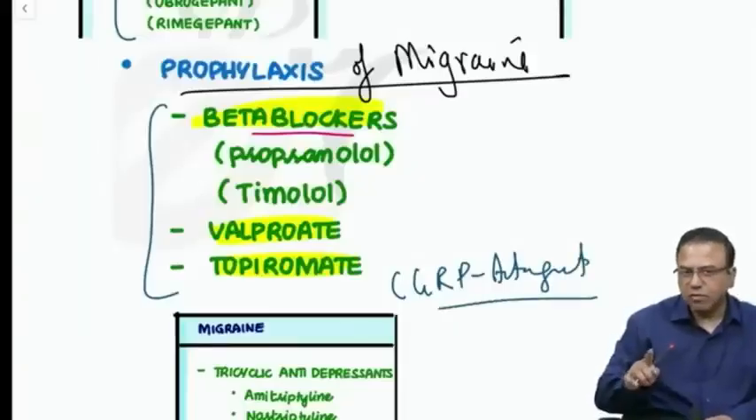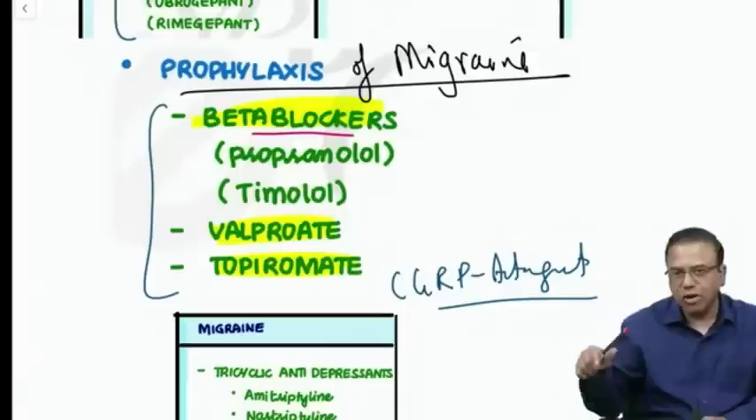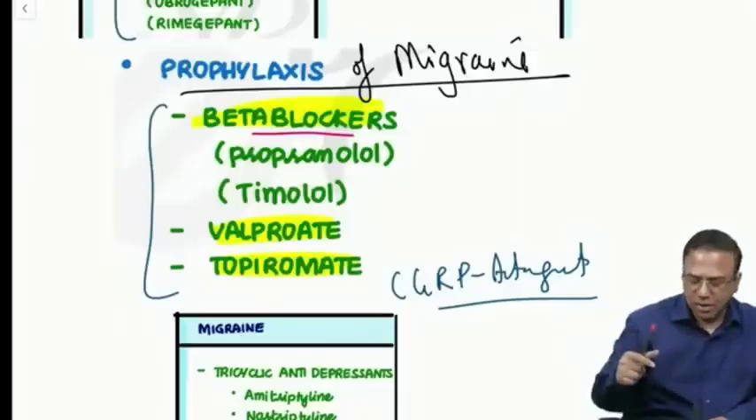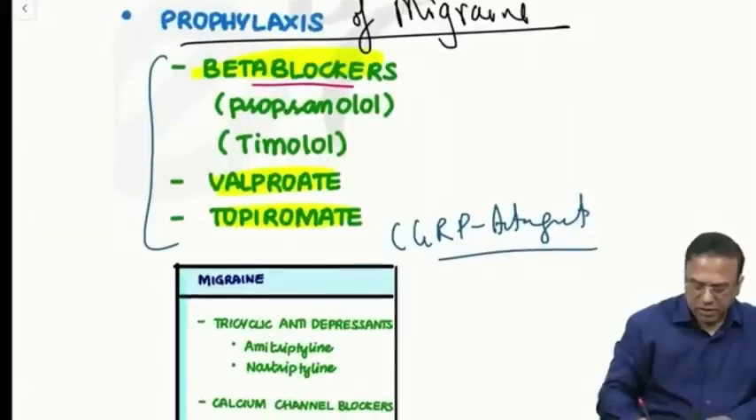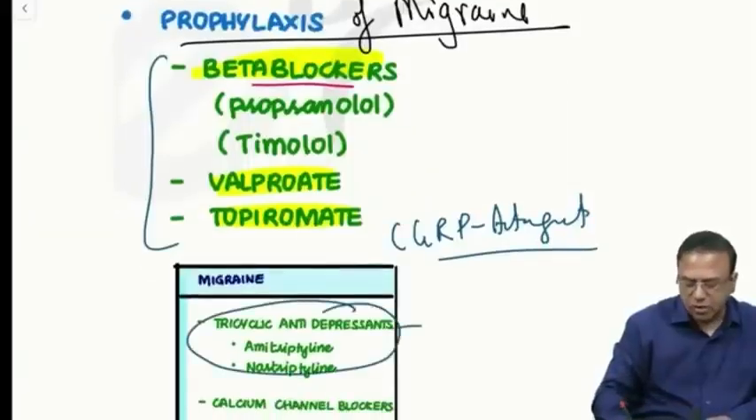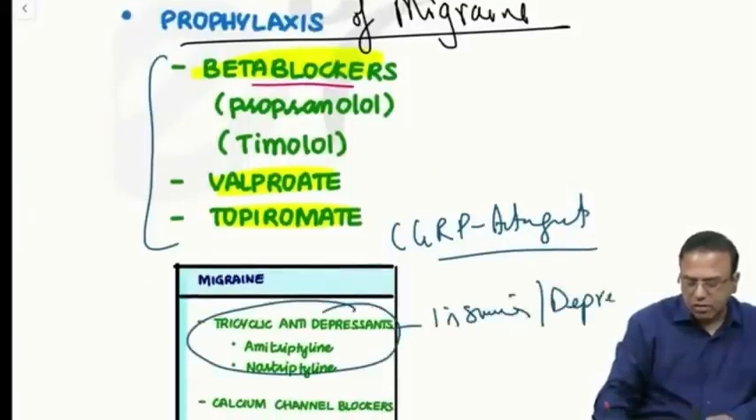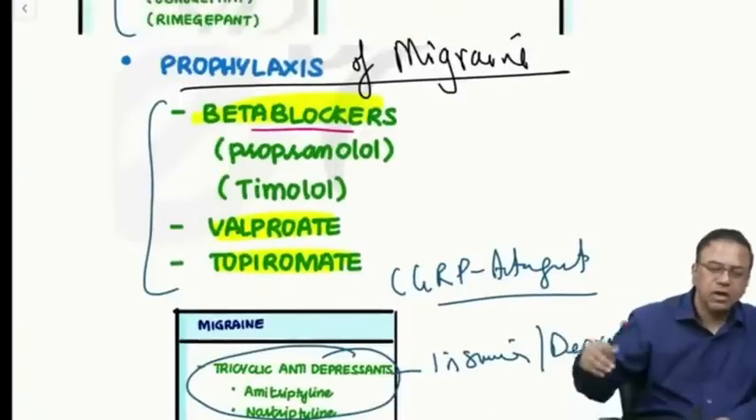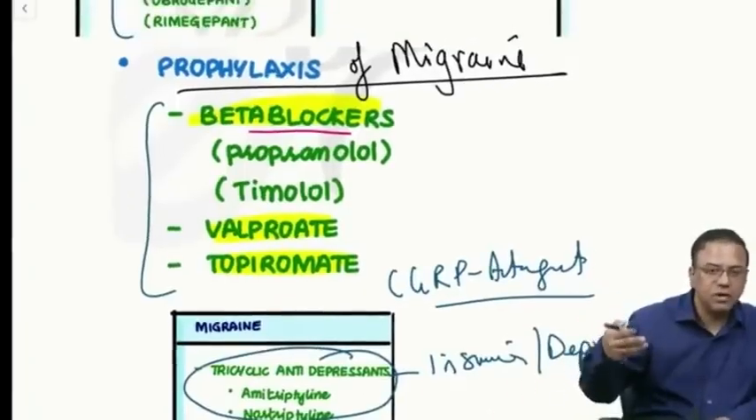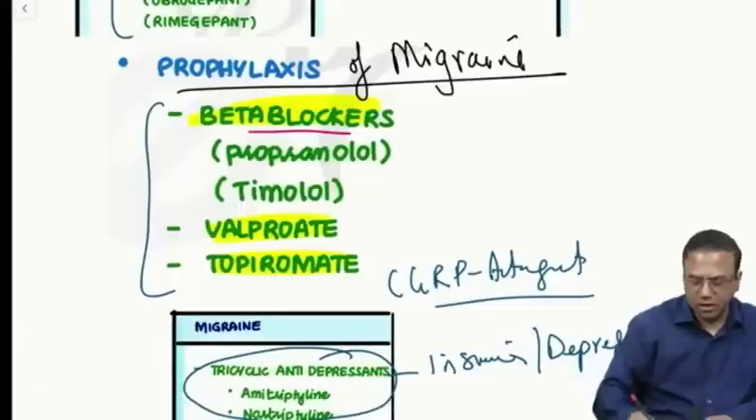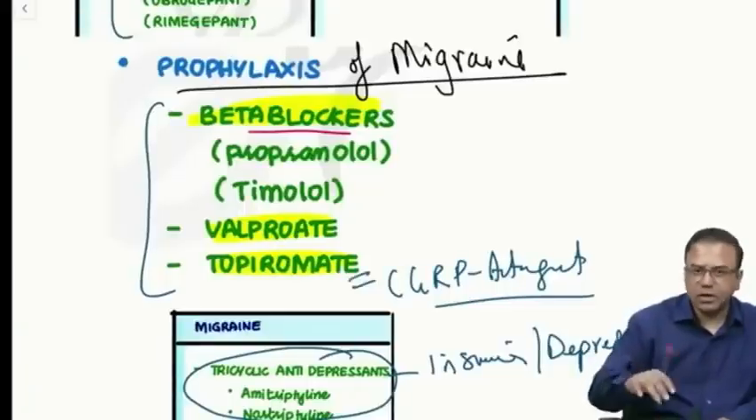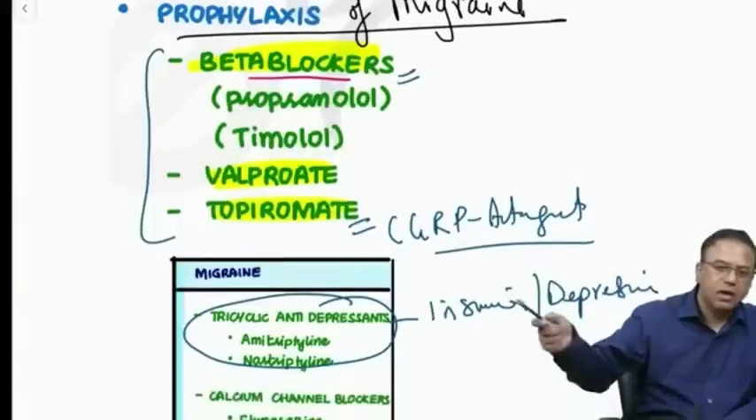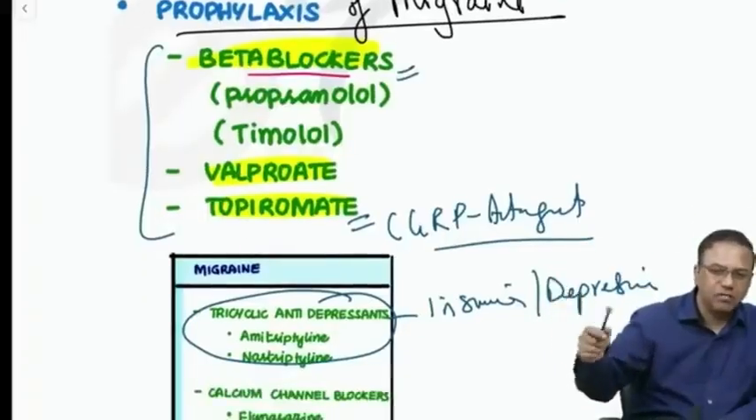In the MCQ, carefully see what else the patient has got to help you decide the drug. For example, if patient has got depression, then go for tricyclic antidepressant. If patient has insomnia or depression and you want to take care of that and migraine also, then tricyclic antidepressant is a good drug. If patient has got obesity and you want to take care of that plus migraine, then go for topiramate. If patient has got some anxiety disorder and migraine, go for beta blocker. And ultimately CGRP antagonists are for resistant cases.